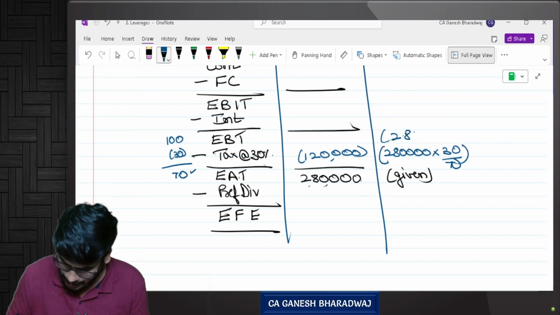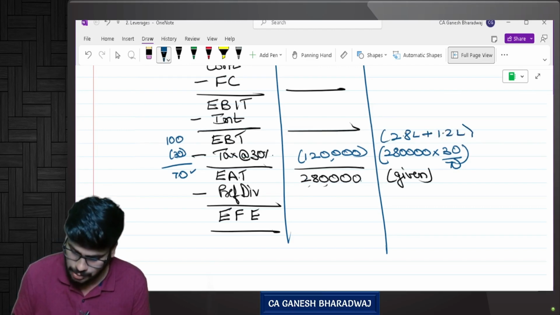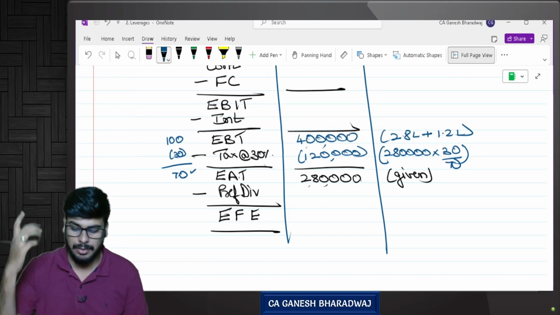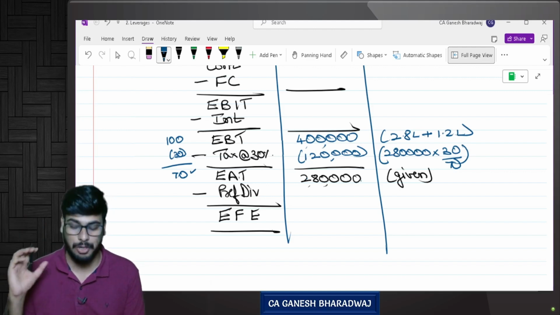So 2.8 lakhs plus 1.2 lakhs. How much is this going to be? This is going to be 4 lakhs. Are you clear with this? Yes. So we have reverse worked and we have computed this particular figure.